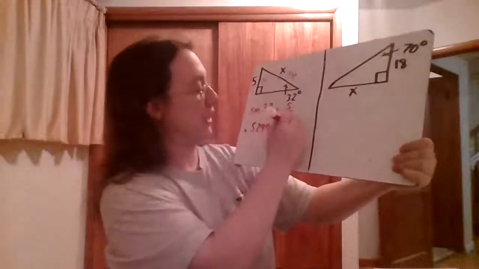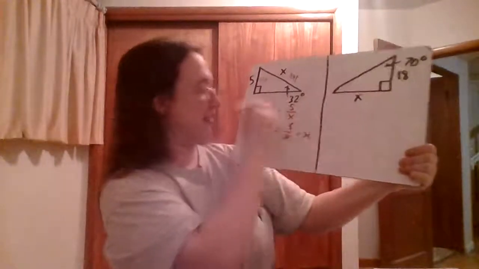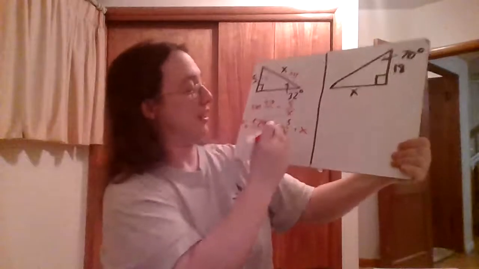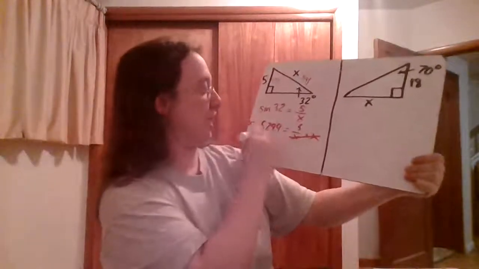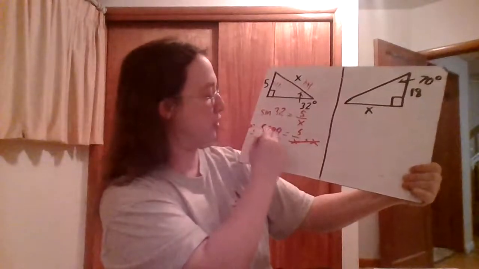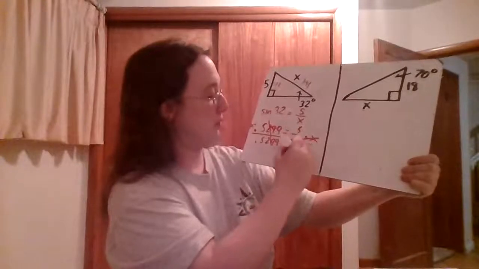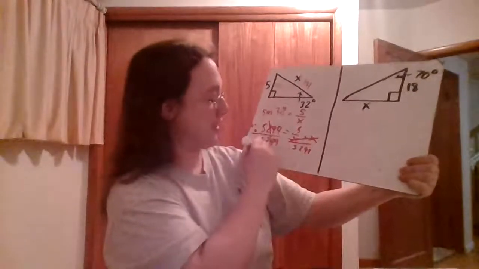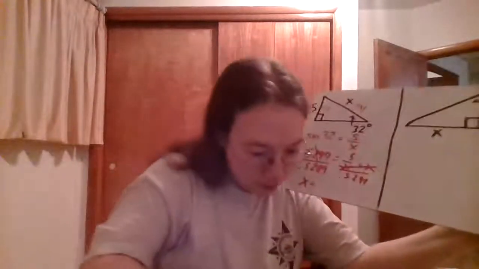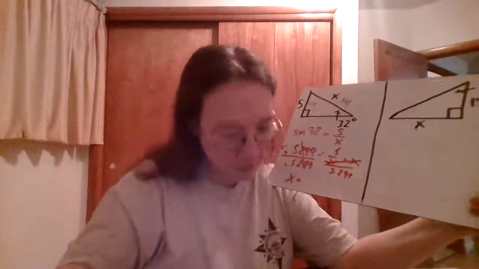Okay, so now we got 5 over x. X is on the bottom of my fraction, so we're going to take both sides and multiply them by x. These x's are gone, so now I got x times 0.5299 equals 5. We're going to divide both sides by 0.5299, so now we're just solving for x. So 5 divided by 0.5299 gives us about 9.43.